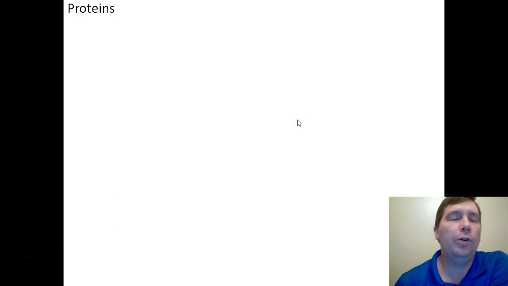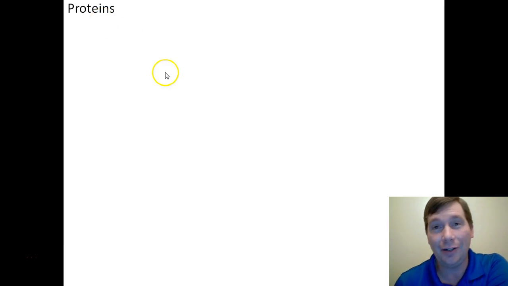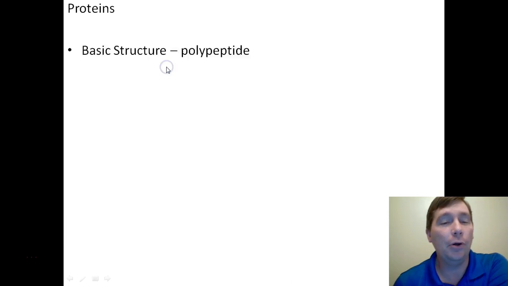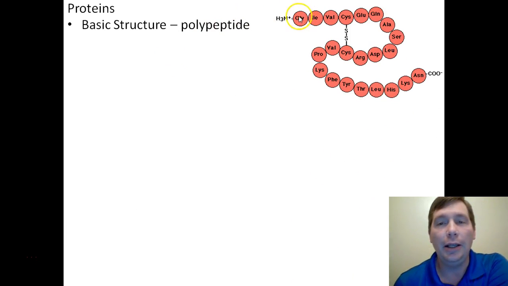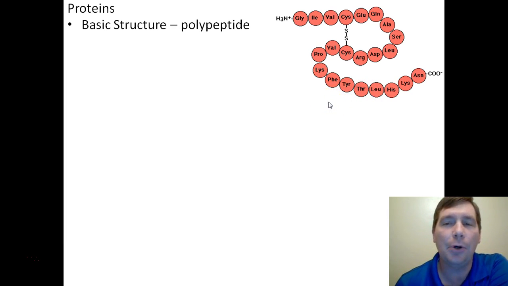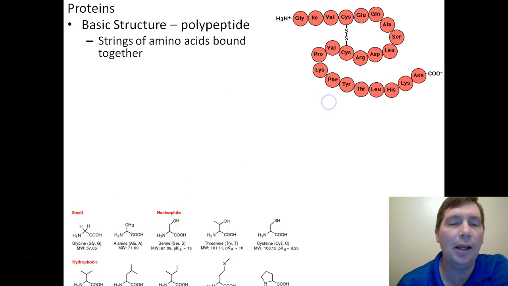The next macromolecule we need to talk about are proteins. Now, proteins is a term that a lot of people use, but they don't necessarily understand what they are. Pure and simple, another name for protein is a polypeptide. What you're looking at here is a portion of the protein insulin. Insulin, the stuff that diabetics take, is actually a protein. Proteins are made of a bunch of amino acids put together. Each one of these circles represents a different amino acid. So how we make proteins is by putting a bunch of amino acids together.